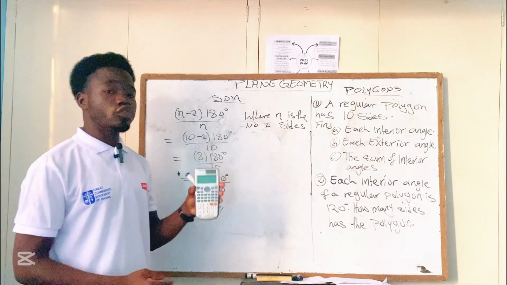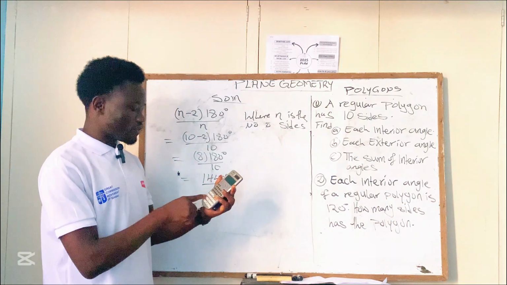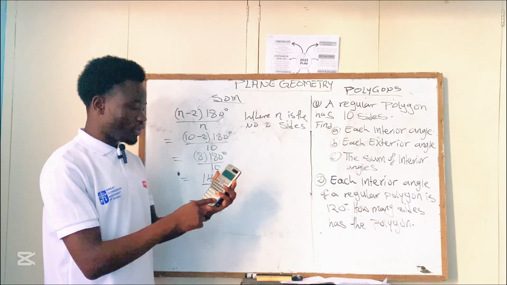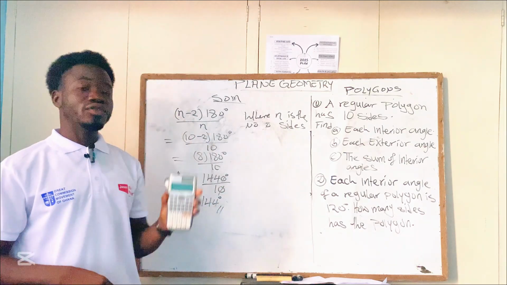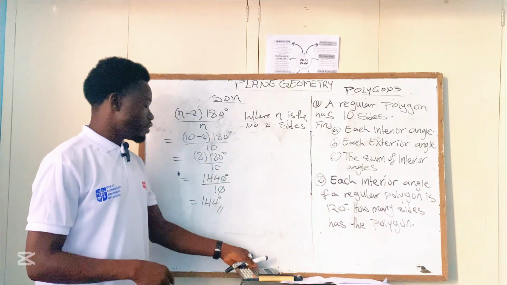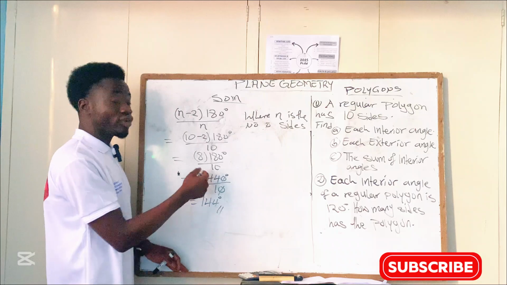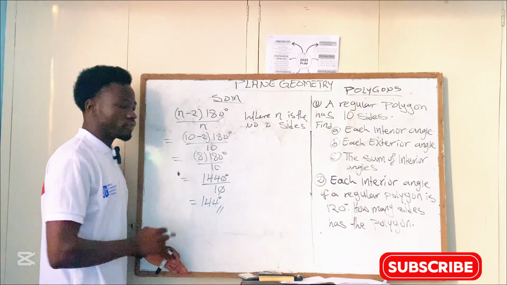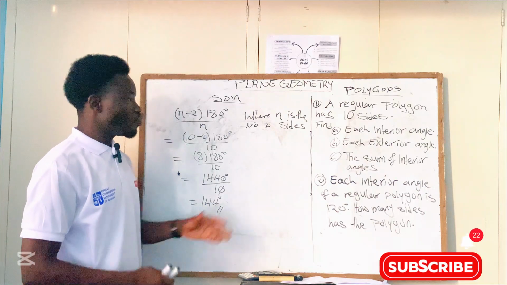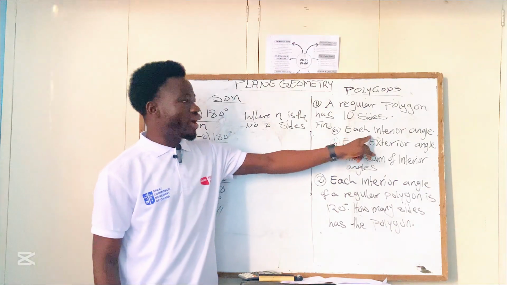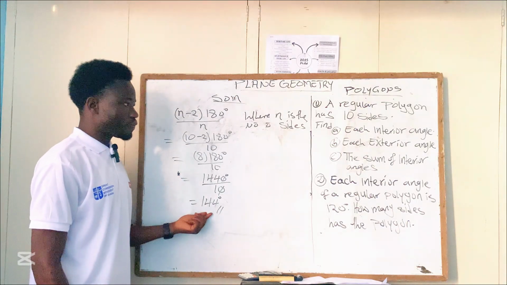You can always use your calculator to confirm your answer. So we have 8 times 180 degrees divided by 10, and that will always give us 144 degrees. Note that here too we can just divide 180 by 10, which gives 18, and 18 times 8 will still give us 144 degrees. So each interior angle is 144 degrees.